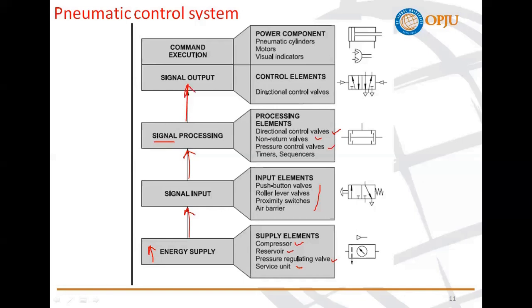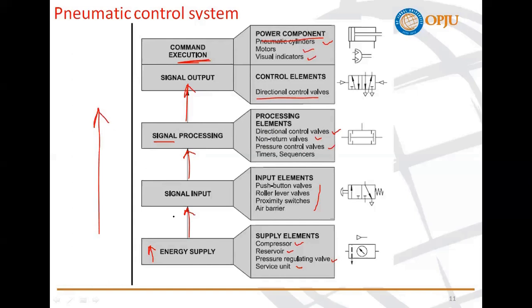For signal output, again we can use the directional control valve also, and finally I am getting the command execution. For the command execution, I have to use the power component, or the various types of pneumatic cylinders, I have to use the motors, or visual indicators also. So the pneumatic system always follows these flow diagrams.